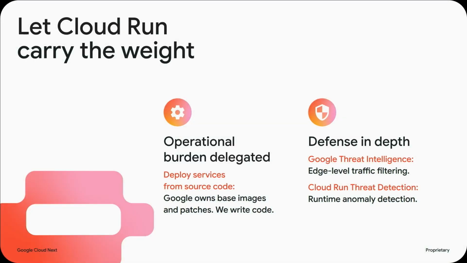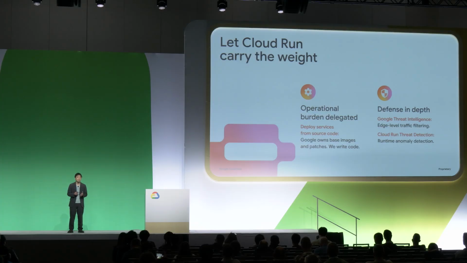Our answer was simple. Let Cloud Run carry it. Simple systems are predictable. Predictable systems are secure. For operational burden, we switched to deploy from source code. Google manages the base images. Google applies the patches. We write code. That's it. The attack surface shrinks not because we worked harder, just because we removed an entire category of manual work.